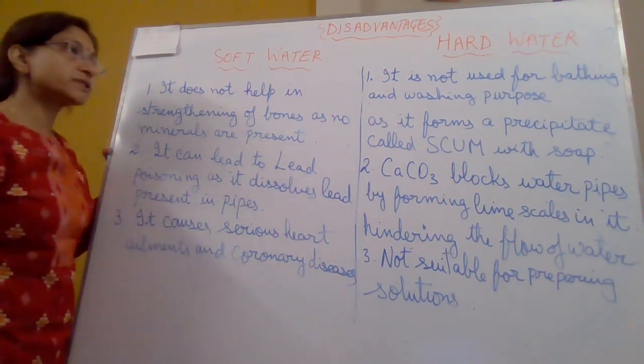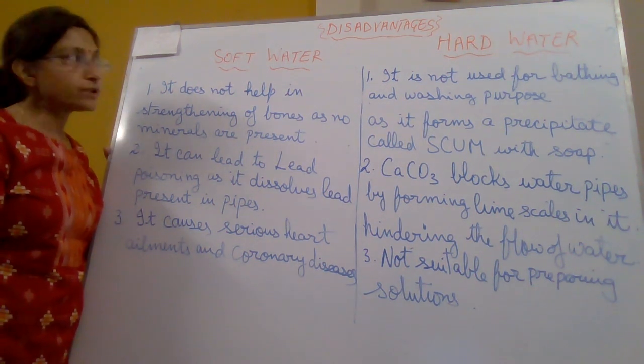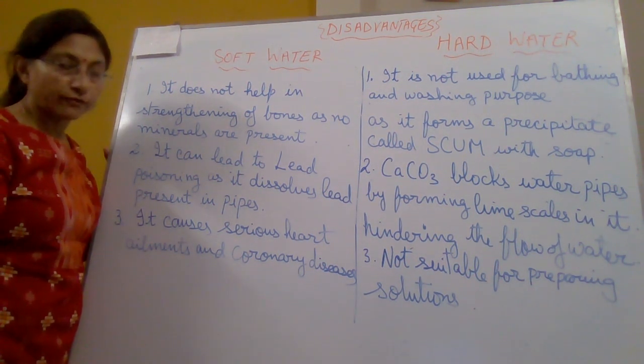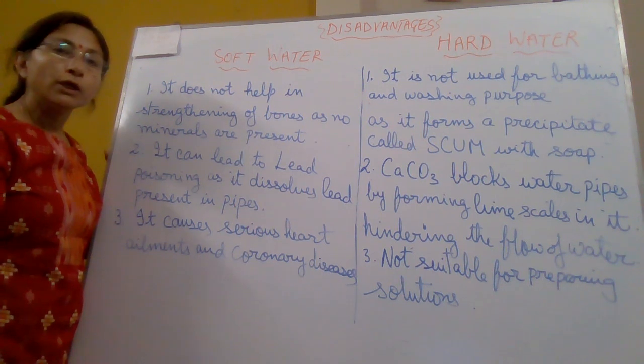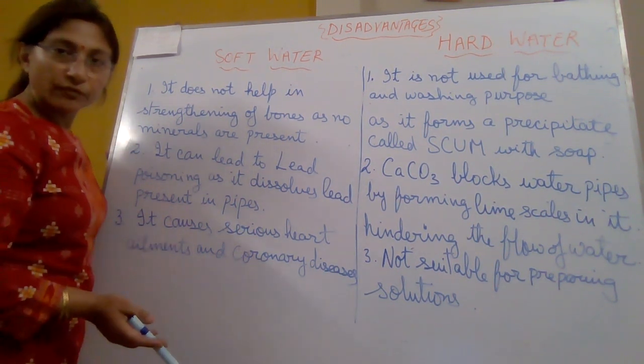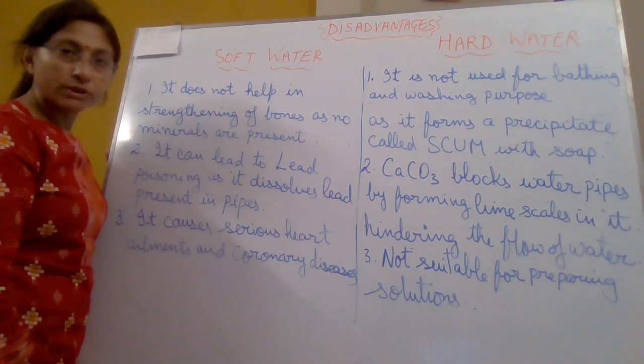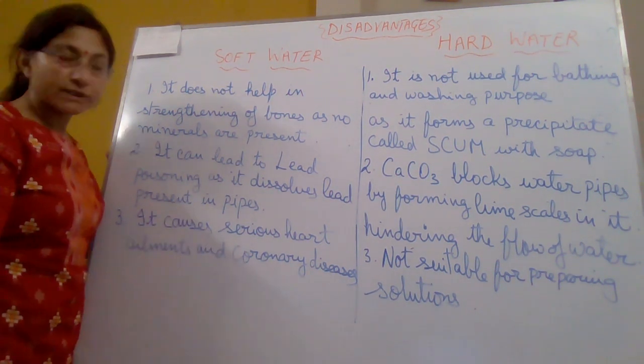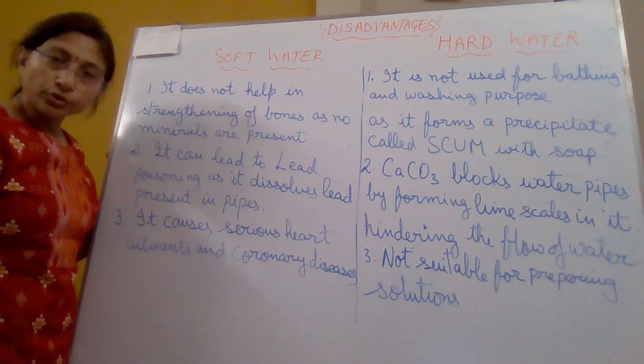So today we have discussed the advantages and disadvantages of soft and hard water, the definition of soft and hard water. We also discussed hygroscopy and the difference between hygroscopic and deliquescent substance. I hope today's lecture is clear to all of you. So thank you for the day.